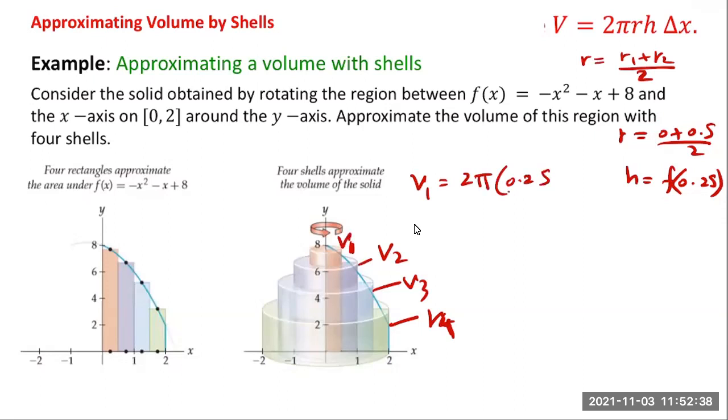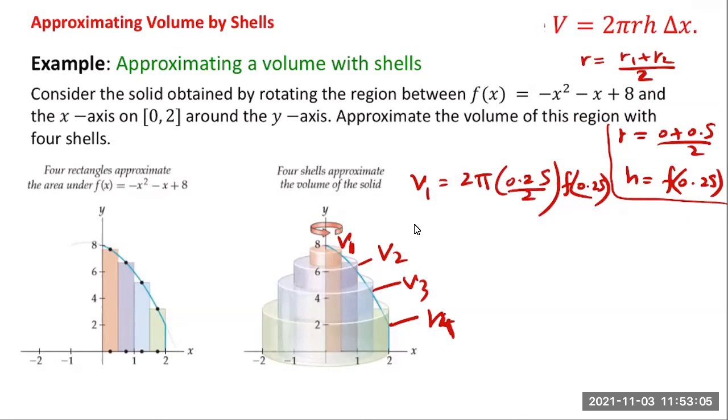0.25 divided by 2 times H. H is F of 0.25. Now you can calculate this. This is just a number. You can plug in 0.25 in your function to find F of 0.25. That will give you the volume of the first shell.